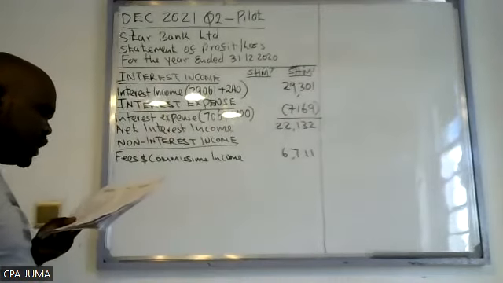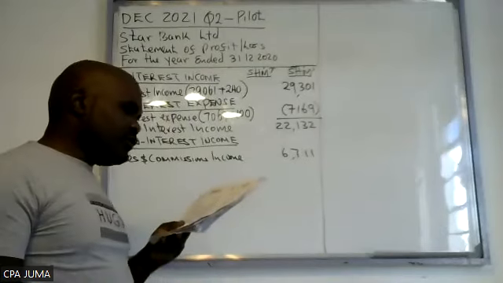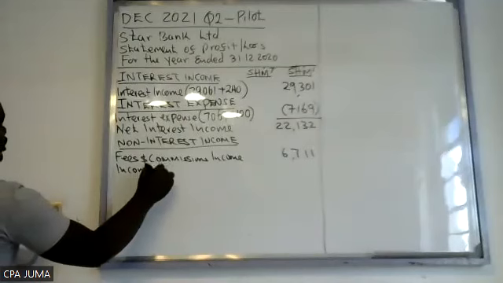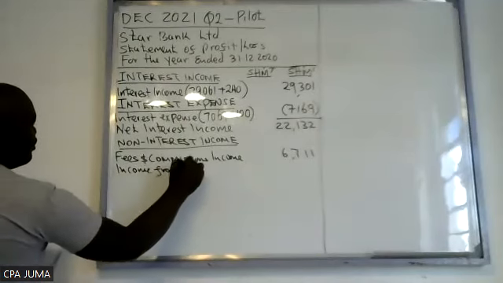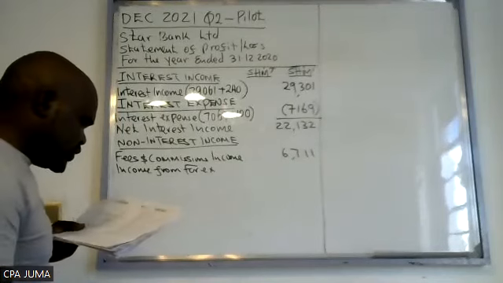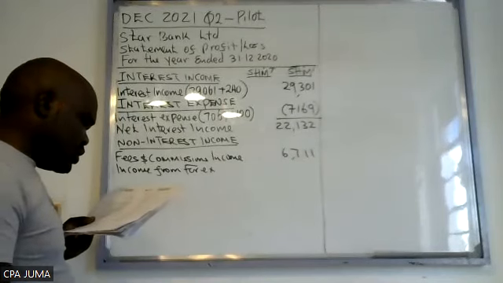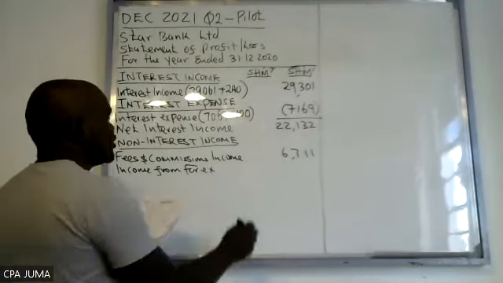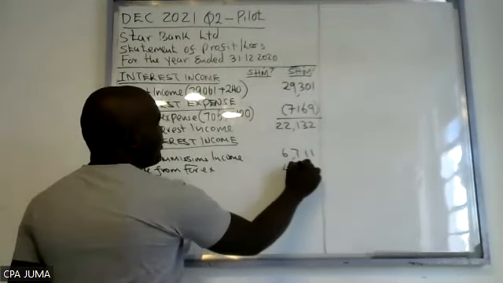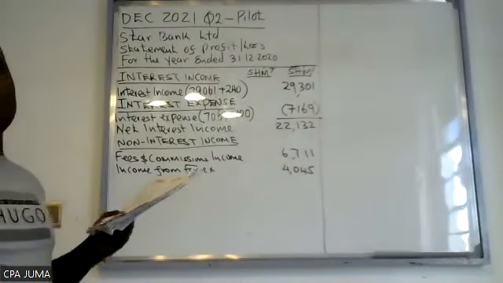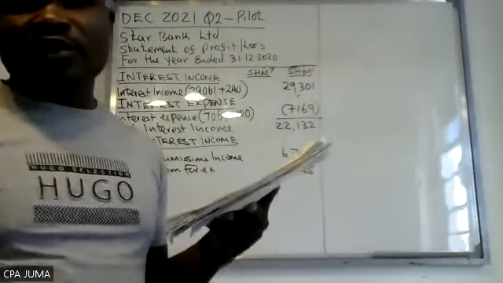Fees and commission expense, no. Income from forex trading, 4045. Please don't copy mine. Make sure you are seeing. I can also pick a wrong figure. Expenses we calculate from note 5.